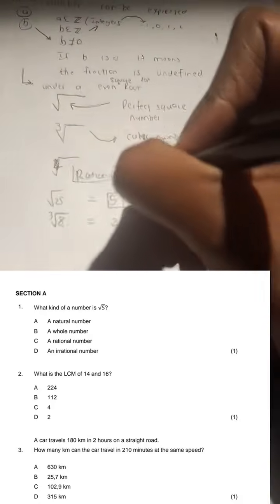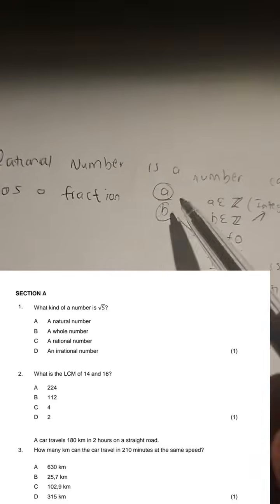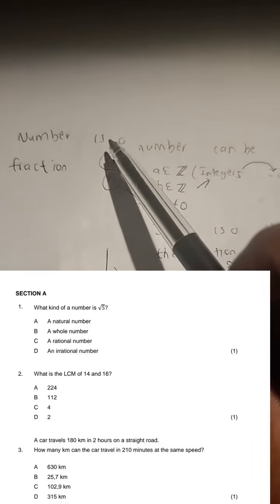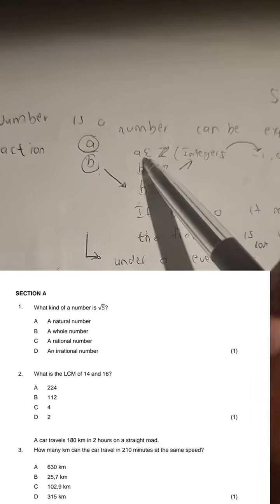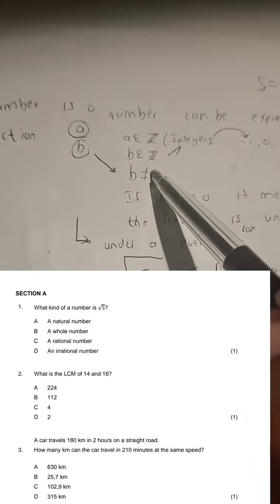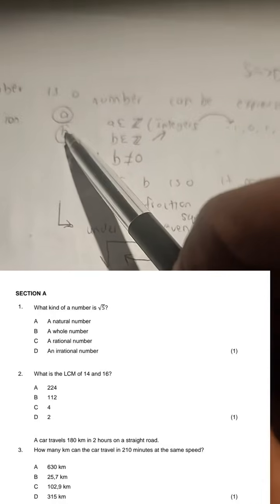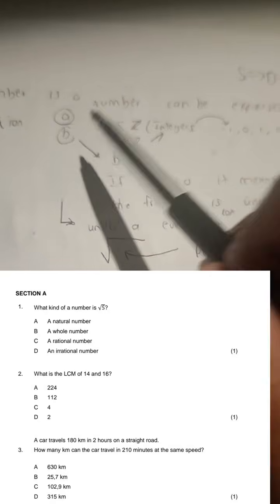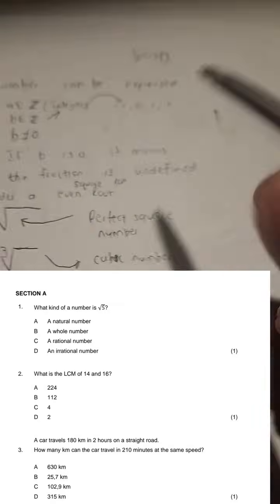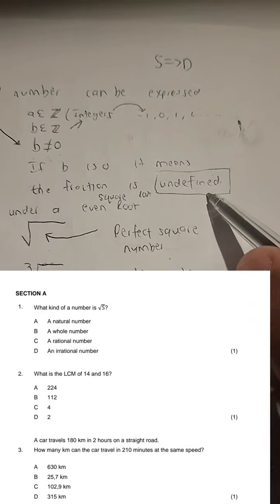So rational numbers, like I said, can be written in the form of a fraction, where the numerator and the denominator are integers, and where the denominator can never be 0. Also remember, if B so happens to be 0 in the denominator, then we know that that particular number is undefined. We say undefined, guys.